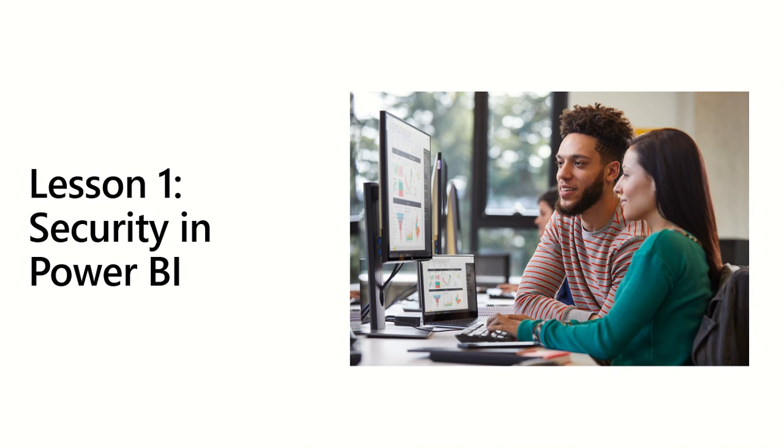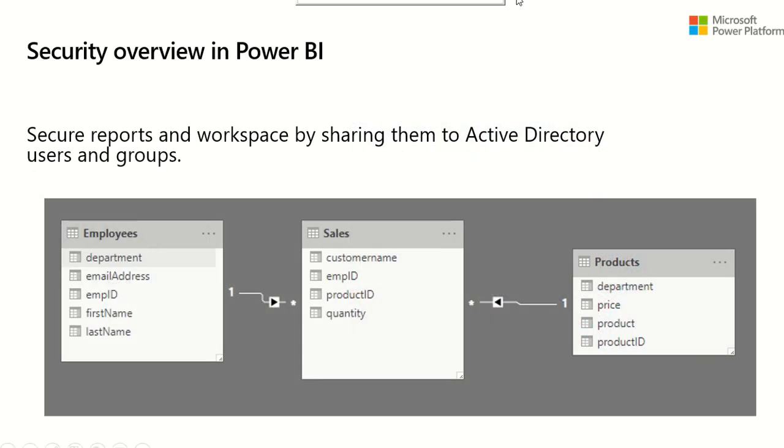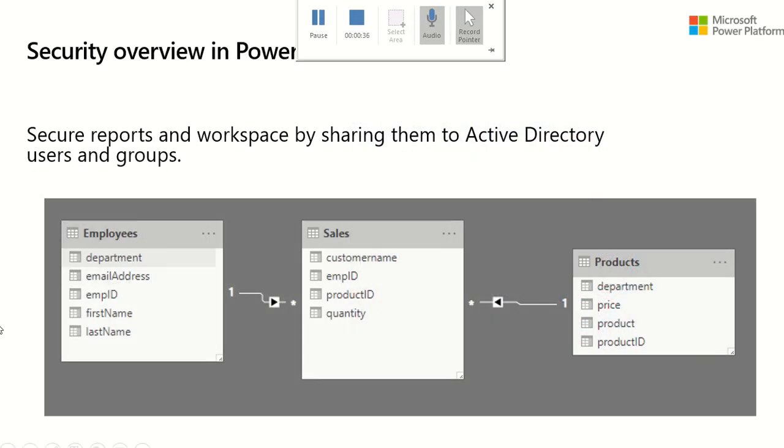All right, the first one is security in Power BI. What can you use to secure in Power BI? We can secure our data in Power BI by ensuring that when we share them, we share to Active Directory users and groups. So the security overview of Power BI is that you can secure your reports and your workspace by sharing them to Active Directory users and groups.